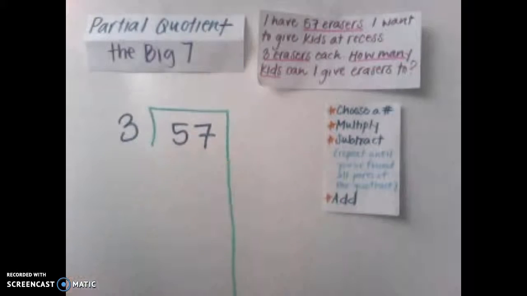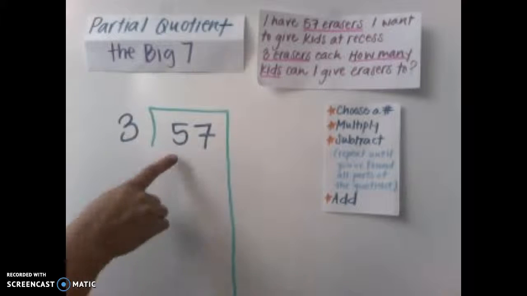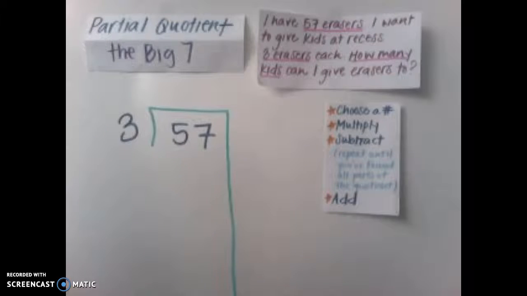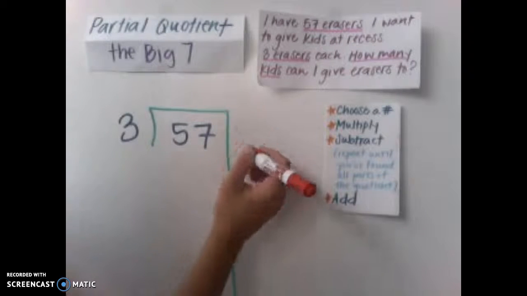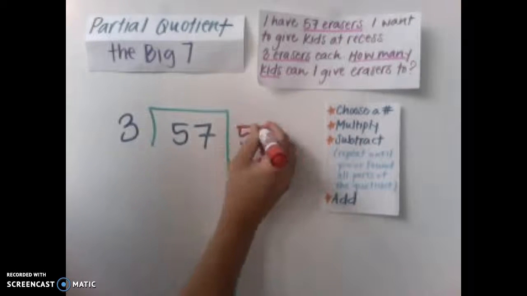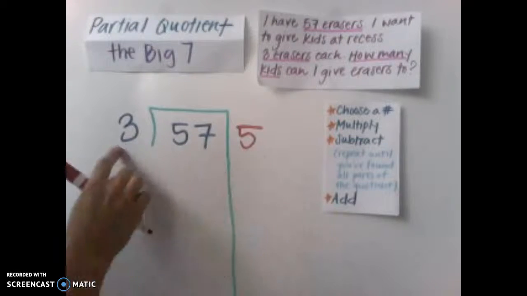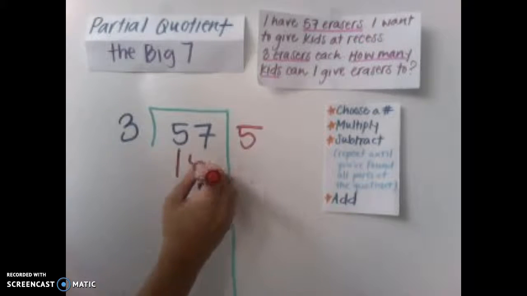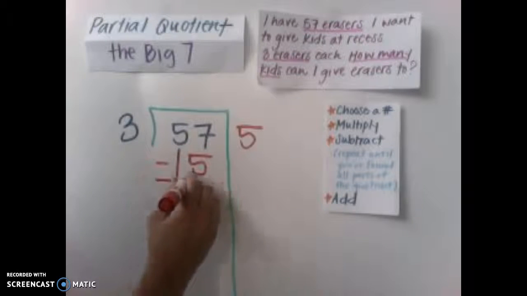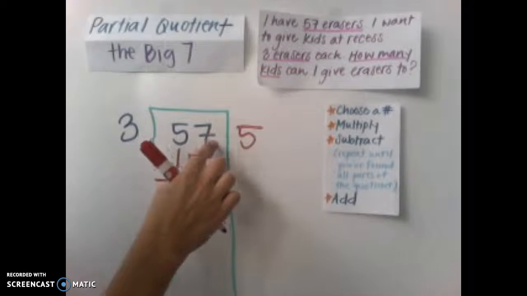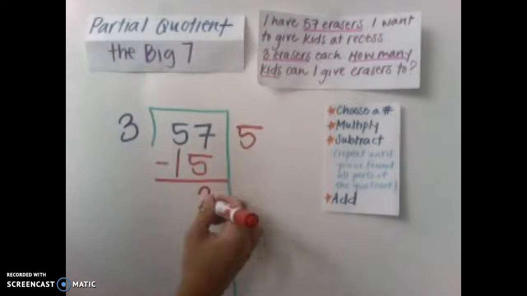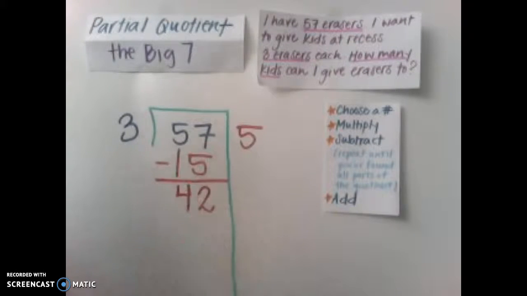Now I'm going to choose a number that I can multiply this 3 by to get close to 57 without going over. First I chose 10, but this time what if I choose 5 instead? So I've given out 3 erasers to 5 kids. I'm going to multiply. 5 times 3 is 15. Let's subtract. I have 42 erasers left.